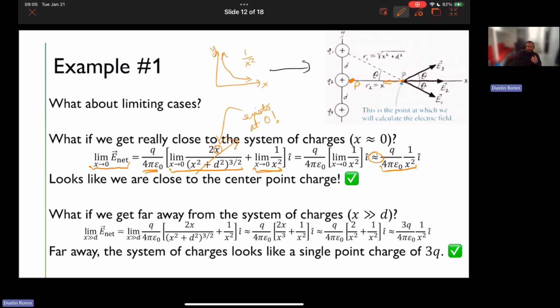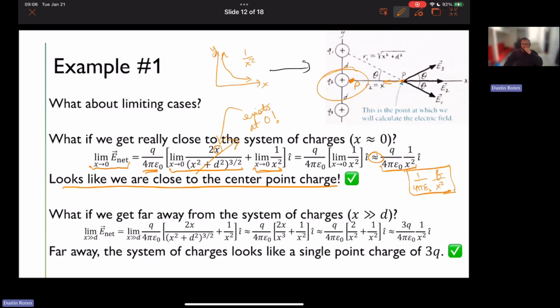But look at what that is. We could rewrite it a little bit differently here: Q over x squared. That looks just like a point charge. And that makes sense. If we get really close to Q2, if we make x really small, pretty much that one charge is going to dominate the electric field. So it makes total sense that if we get really close, all we're going to see is essentially just 1 point charge. And that's exactly what our limiting case looks like.